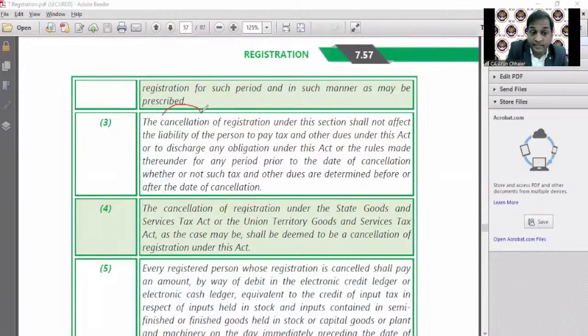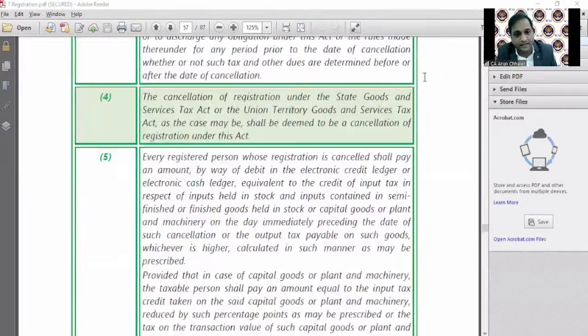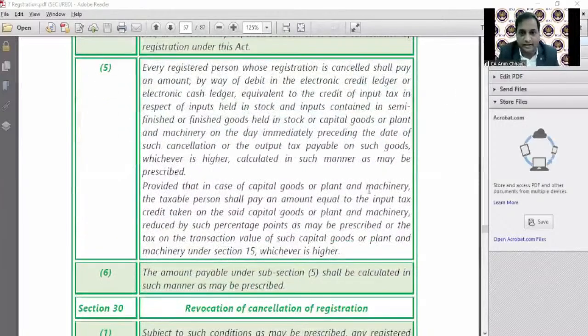Cancellation does not mean that if there is any liability, you are not required to pay. Suppose for the period for which I am registered there is any liability, I have to pay that liability, doesn't matter. The cancellation in CGST will be deemed to be cancellation in SGST, IGST, UTGST, etc.